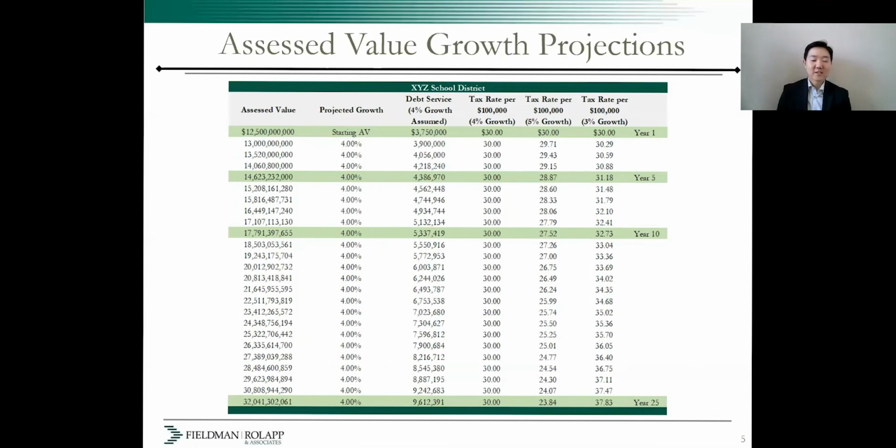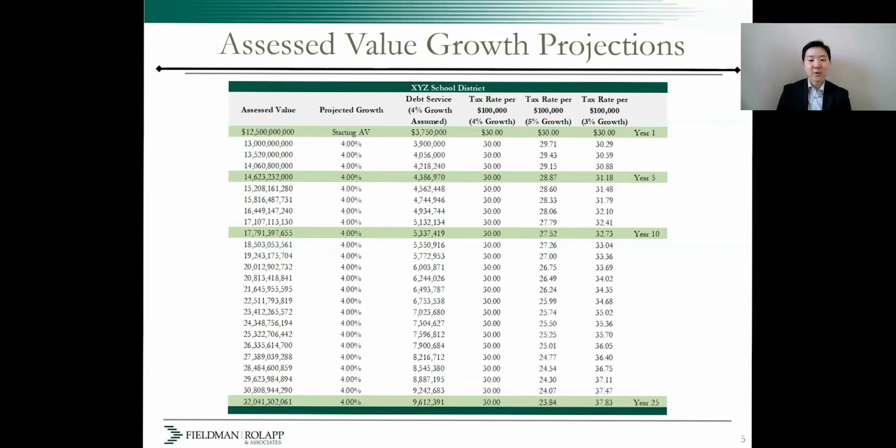However, since assessed value now grew by 5% each year and exceeded our expectations, each future year has a correspondingly lower tax rate charge as a benefit of the compounding growth. What used to cost a taxpayer $30 per 100,000 in year 1 would only cost them $23.84 per 100,000 in year 25. Lastly, the far right column shows a negative scenario of what could happen if the district overprojects its growth at time of bond sale.